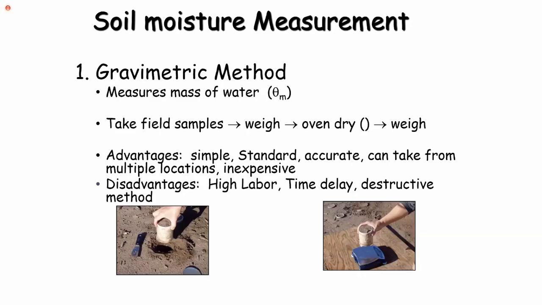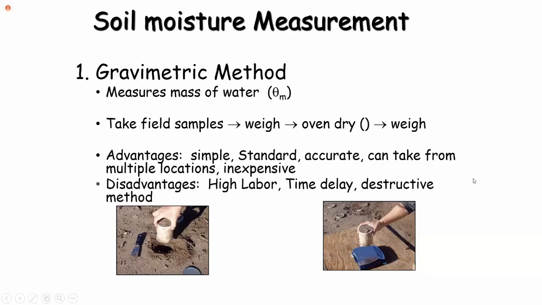using an oven. And the disadvantages are it is high labor consuming, because you have to go to the field, take the sample, so high labor is required. And also time delay, because until you get the constant weight, you have to dry. So normally it will take 24 to 48 hours, even 48 hours for clay soil sometimes. So there will be a time delay. So that is one disadvantage.